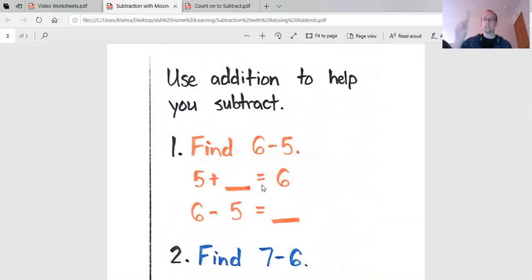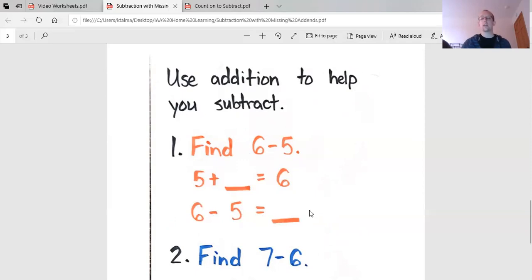After 5 is 6, and that's it. It only took one number. So the number that we write in this blank goes 1. 5 plus 1 equals 6. Now we can use these same numbers, 5, 1, and 6, to solve our subtraction problem. We have 6 minus 5 equals, just like we wrote a 1 on the addition for the missing addend, we can write a 1 for our answer to the subtraction problem. 6 minus 5 equals 1.